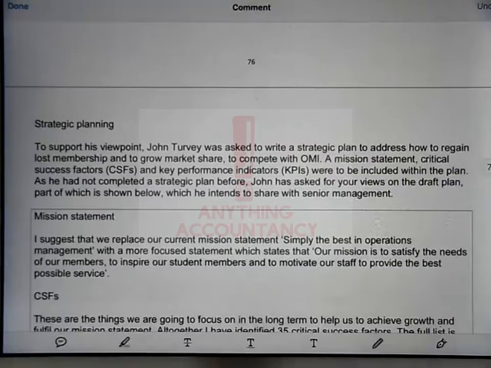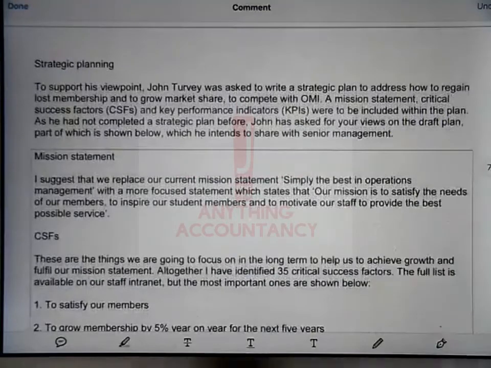Now, what do you think about that one? Then critical success factors. Do you know what is critical success factor? Yes, no?